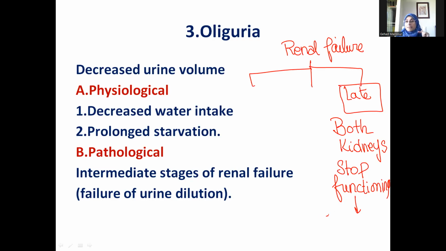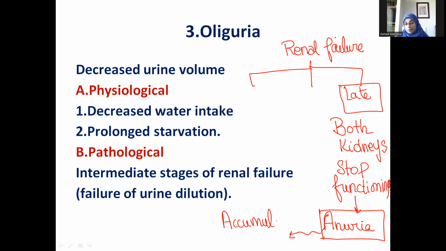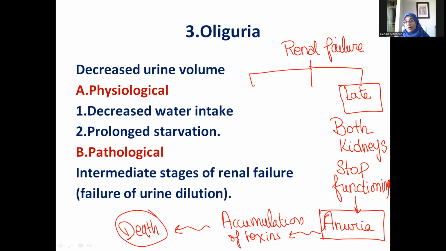And this is the next and last slide we will be discussing today, which is anuria. Anuria means there is no urine formation at all. And of course, this would lead to accumulation of toxins. And if you have accumulation of toxins, then the cells would not function properly and you have death.